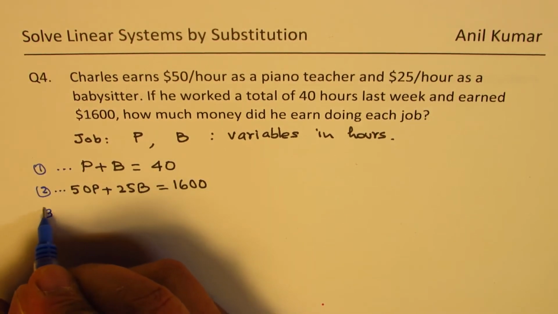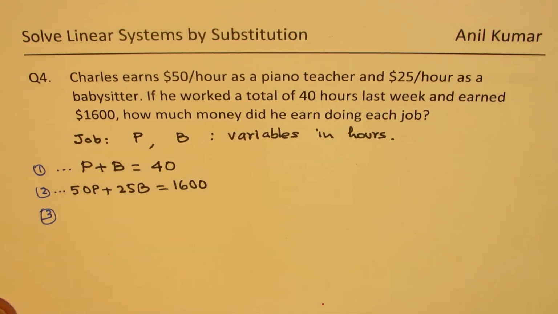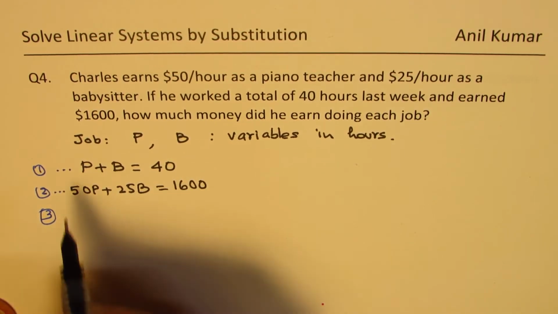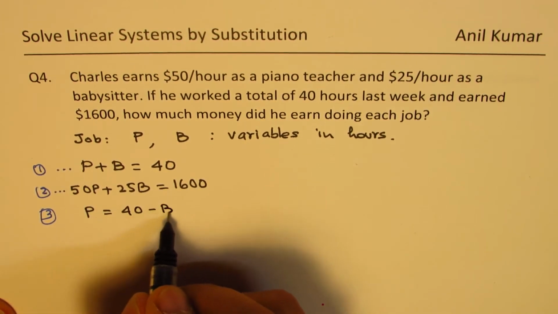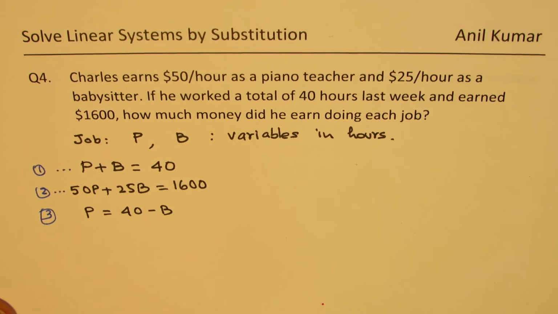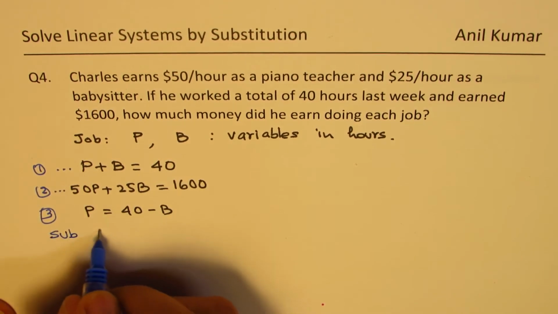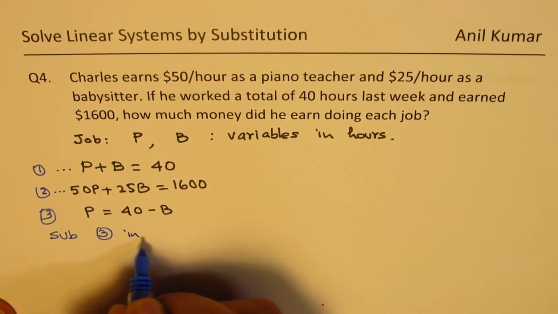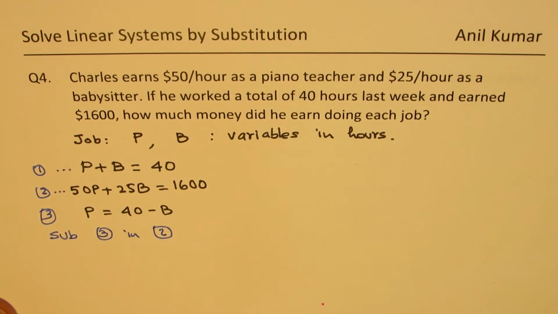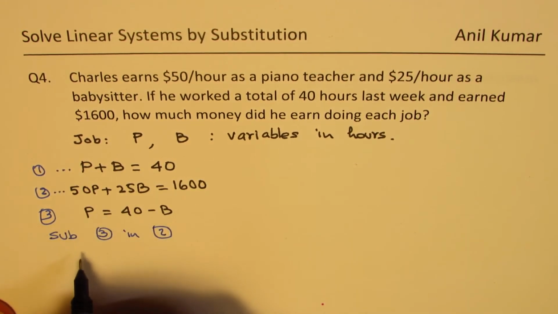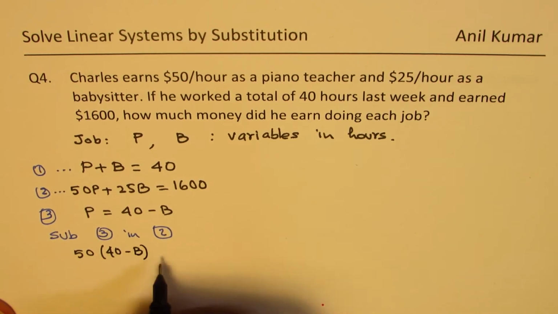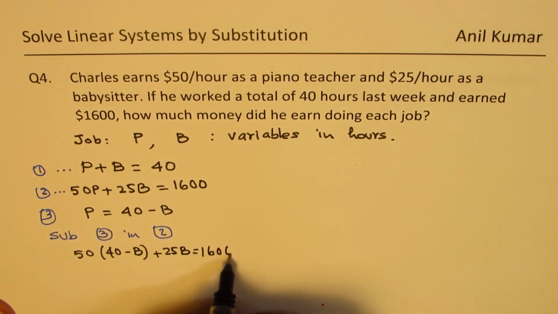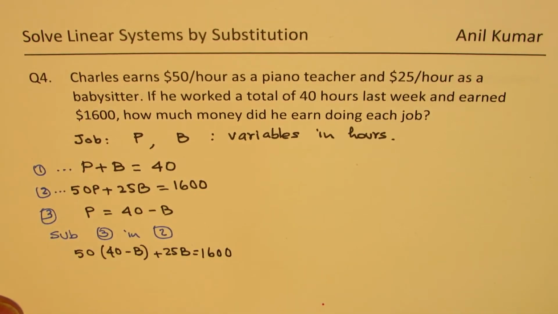Now we need to isolate one variable. So we can isolate any one of them. Let's say P equals 40 minus B. So we have isolated, and now we'll do substitution, correct? So we'll substitute 3 in 2 and get an equation in one variable. So we have 50 times 40 minus B plus 25B equals 1,600, correct? So we get our equation.